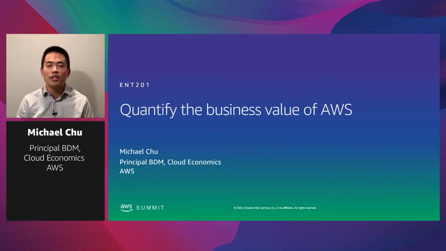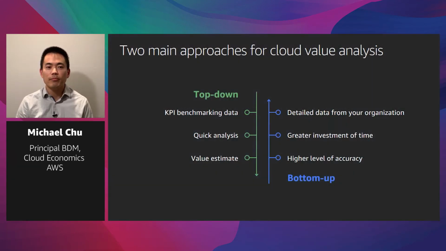Hi, this is ENT 201, Quantify the Business Value of AWS. My name is Michael Chu, and I've worked for over 15 years helping clients quantify the business case for technology investments. I work for AWS in cloud economics. Cloud economics helps organizations build business cases to justify the migration to the cloud. And this is what we'll be talking about today.